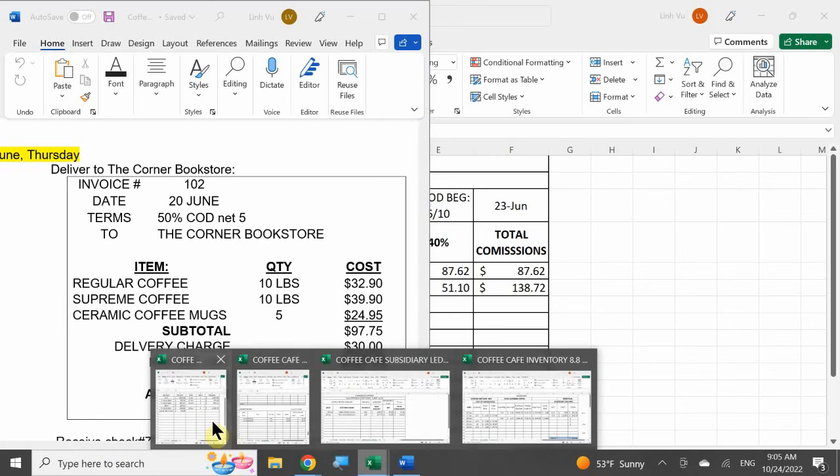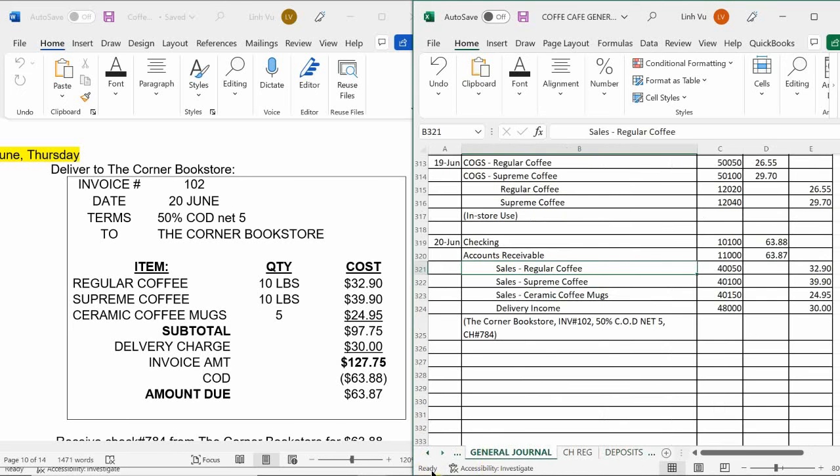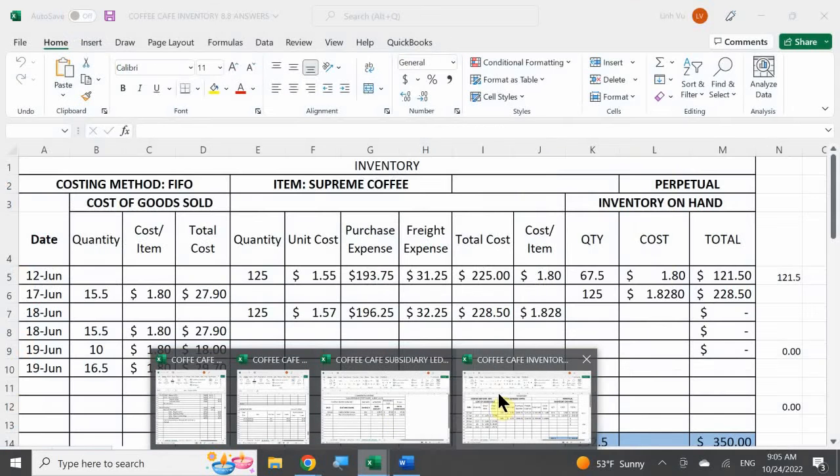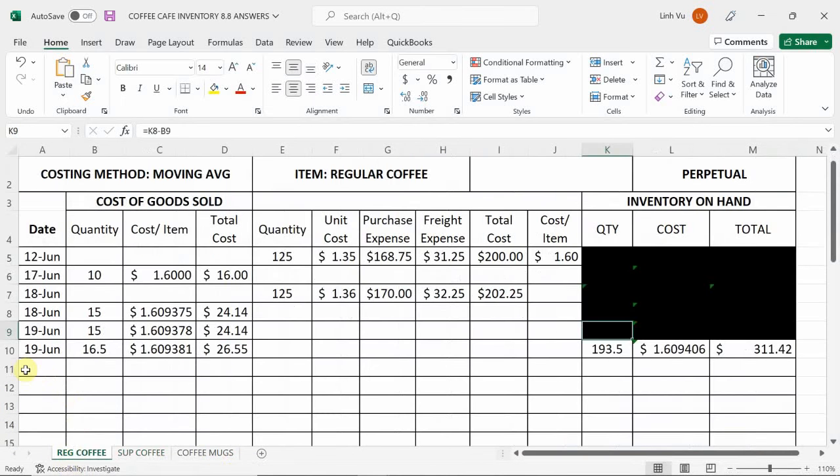We go to cost of goods sold. We need to update our inventory because we use perpetual inventory. So we're going to go to the inventory worksheet. Regular coffee. I sold 10 pounds. At what cost per item?